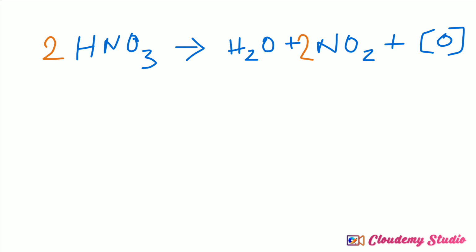Now this nitric acid reacts with the carbon. So which will react with the carbon? The nascent oxygen supplied in the first step will react with carbon. That is, it will oxidize this carbon. So the second step: this carbon reacts with this nascent oxygen. As a result, we will get carbon dioxide.